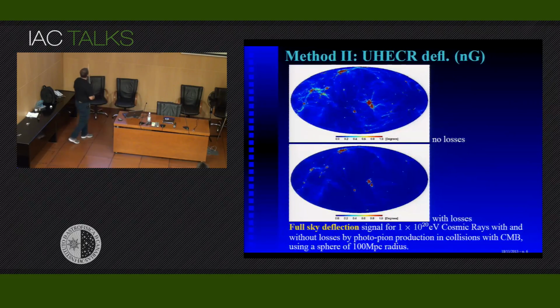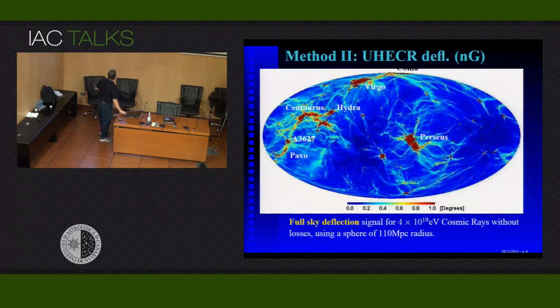So then you can include losses or not. That is an example for 10 to the 20 eV propagation, once taking losses into account and once taking no losses into account. As you can see, with losses, the deflection goes down because you have to start with a much higher energy to reach the observer with the same energy. So at the beginning, the deflection is much less. But again, it's a small effect, so it's not really essential, but it has some effect.